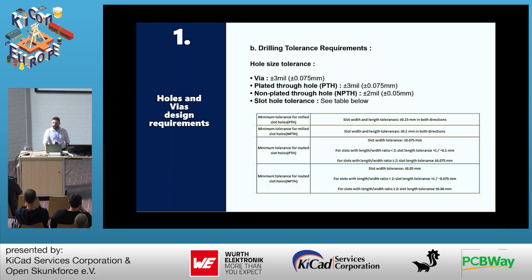Then regarding the drilling tolerances, you have to be aware that for vias, the tolerance is more or less 0.075 millimeters. For PTH, it's the same value, but for NPTH, we can go up to 0.05 millimeter.